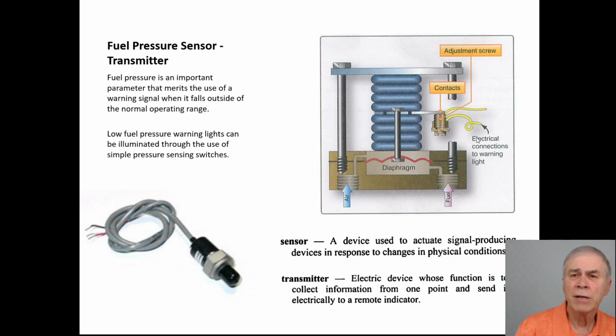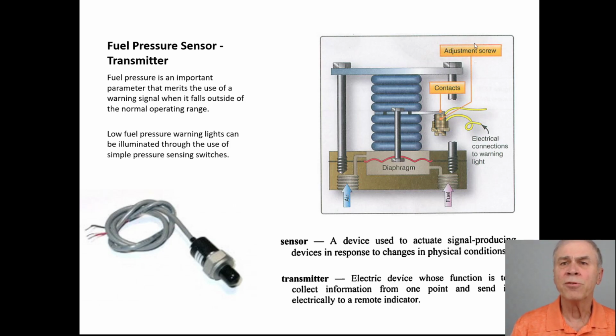Is that what I'm showing here? There's going to be an electrical connection to the warning light, and so you're getting the two pressures, the fuel pressure and the air pressure. So you are measuring a difference. Both those pressures are going to different sides of a diaphragm. If there's more pressure coming in the bottom, it's going to push the bellows up, and it may open or close the contacts depending on how you configure it.